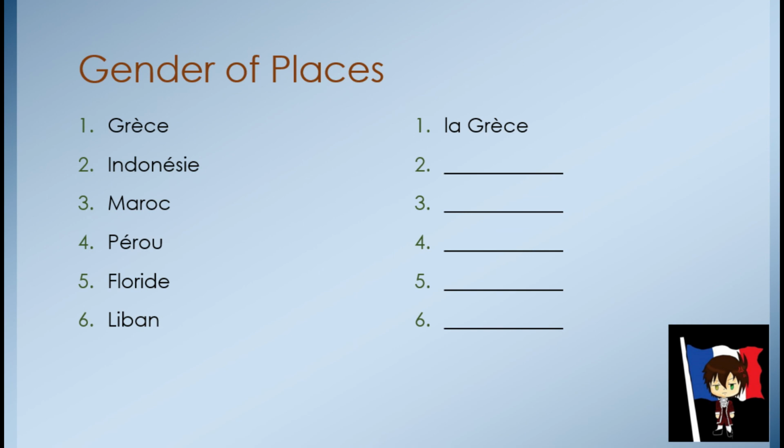So now let's go to gender of places. The first one is Grèce. Because this is feminine, we're going to use la. So la Grèce. We just have to provide the definite article. I'll give you 5 to 10 seconds again. Same as before, just pause the video, and if you're ready, you may resume it.